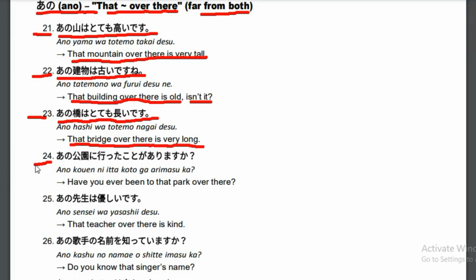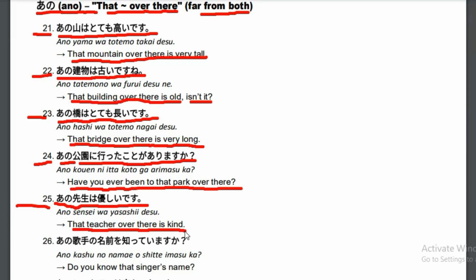The next example is ano koen ni itta koto ga arimasu ka? Means have you ever been to that park over there? The next example is ano sensei wa yashashi desu. Means that teacher over there is kind.